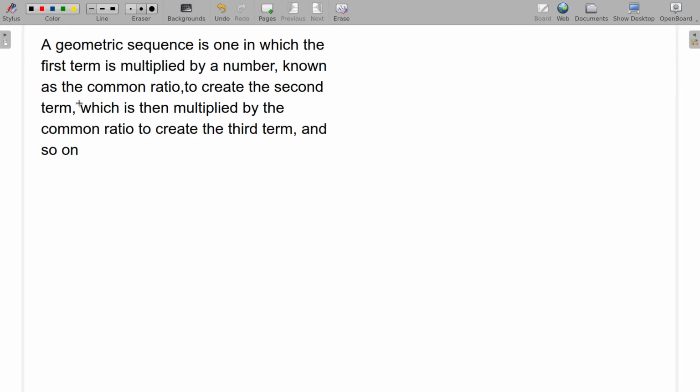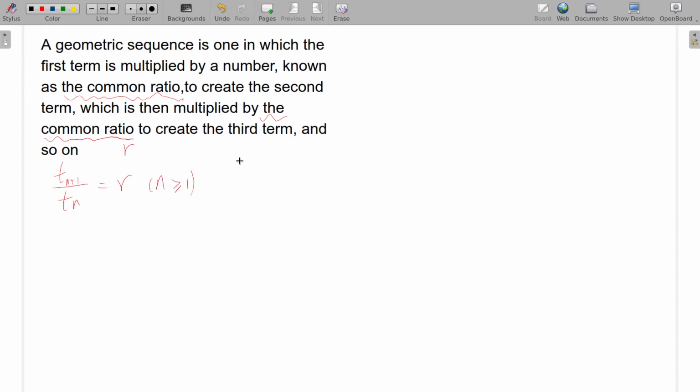A geometric sequence is one in which the first term is multiplied by a number known as the common ratio to create the second term, which is then multiplied by the common ratio to create the third term, and so on. Here the common ratio we write as r, and the definition we write as T(n+1) over Tn equals r. Here n starts from 1.